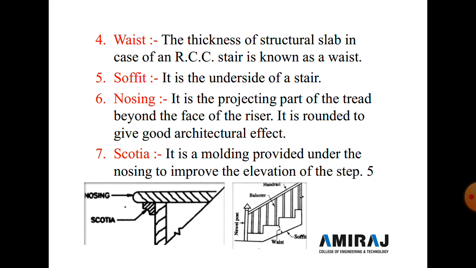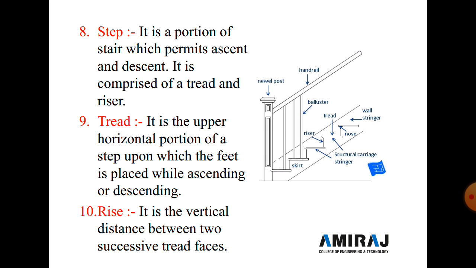Now next is a scotia. It is the molding provided under the nosing to improve the elevation of the step, known as a scotia. Now next is a step. It is the portion of the stair which permits the ascent or descent. It comprises a tread and riser. So it is known as a step.